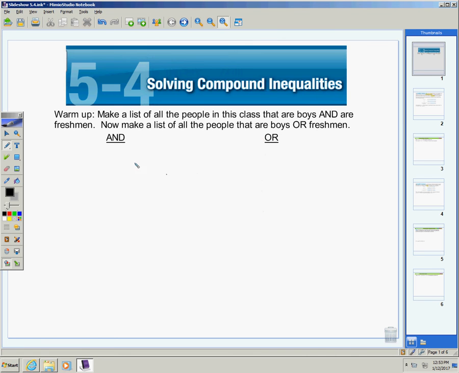Okay, the big difference in these two lists is that I could be in the list of or, but I couldn't be in the list of and. And here's why. In order to be in the list of and, both things have to be true at the same time. You have to be a boy and you have to be a freshman. But to be in the or, I am a boy, so even though I'm not a freshman, I would still belong in this list. So for and, both things need to be true, or only one of them needs to be true.